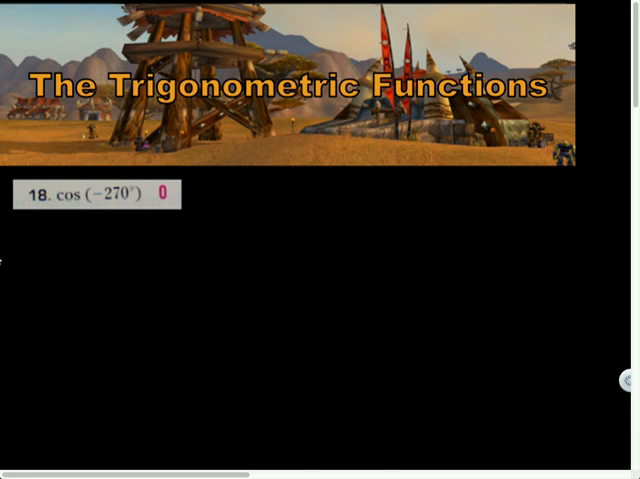We're looking at last night's homework, page 296. That was good. All right. Problem 18, it says, use the unit circle to find each value.